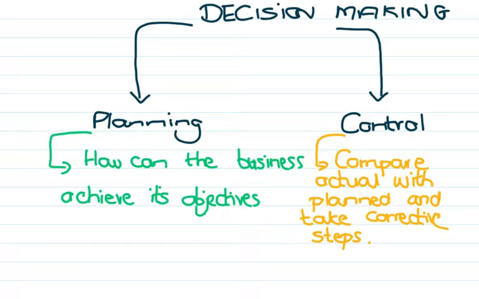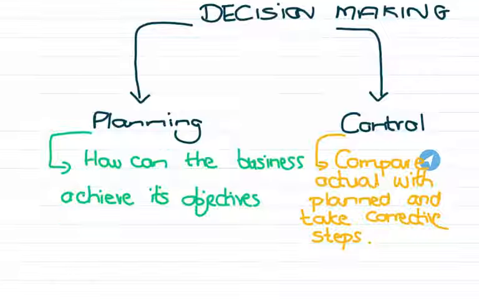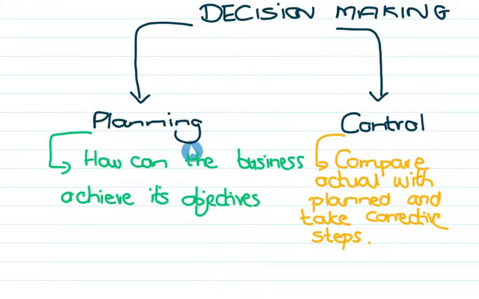All right, then the second step is control. Now you look at the end of the semester or after the first test and you see, well, I did not do that well in this test. So what can I do to improve my performance? So now you measure the actual with the planned. Okay, so you planned to get 80%, you only got 50%. So what went wrong? So now you must take corrective steps. So control is comparing the actual with the planned and taking corrective steps.